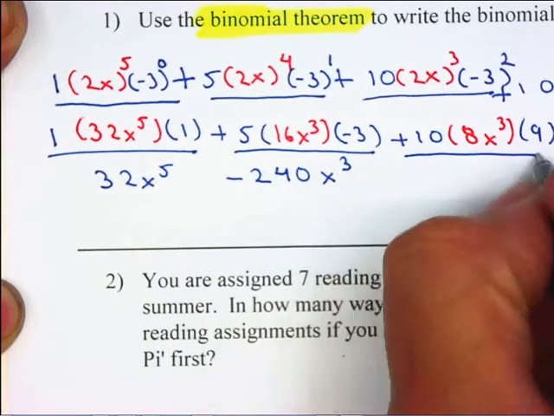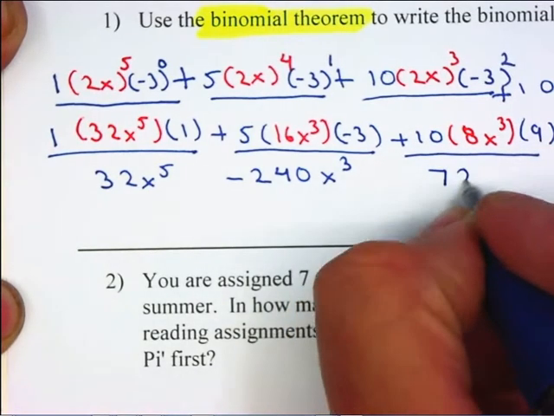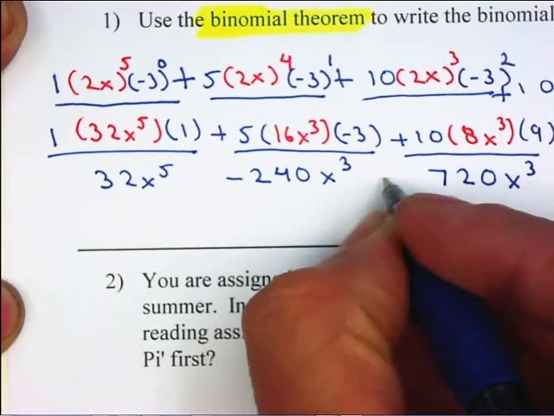I'm going to multiply all three numbers. 8 times 9 is 72, times 10 is 720x to the power of 3. Positive.